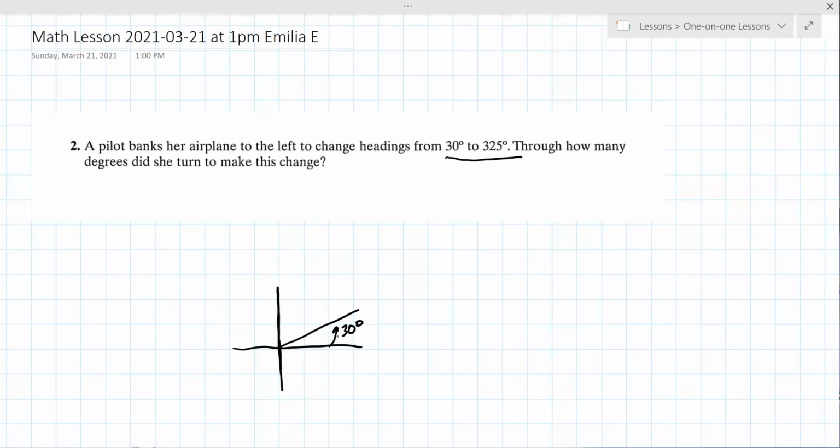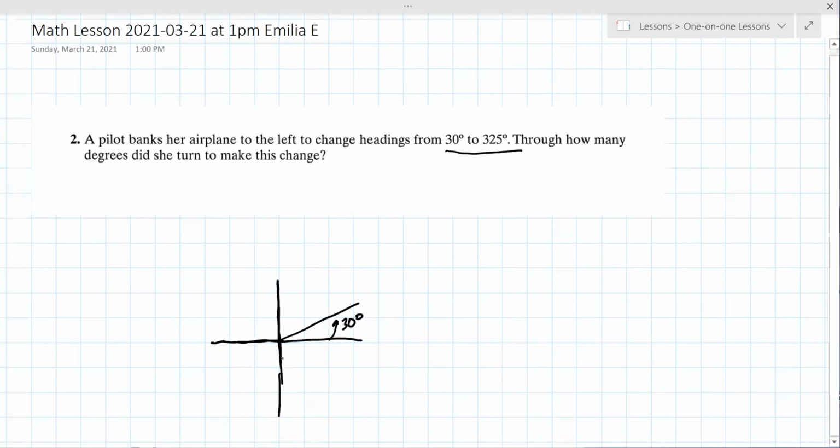There we go. Now I'm going to start as if we're talking about the unit circle. There's 30 degrees, and here's 220. Here's 325. 325 is kind of like here. That's 325 degrees. So how many degrees did she turn to make this change? Well, it's the difference between the two, because she's already at 30 and she's going to 325. So it's 325 minus 30, which is 295 degrees.